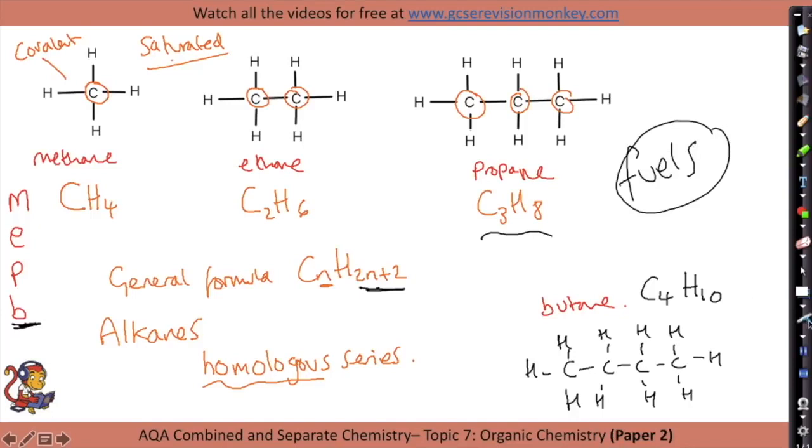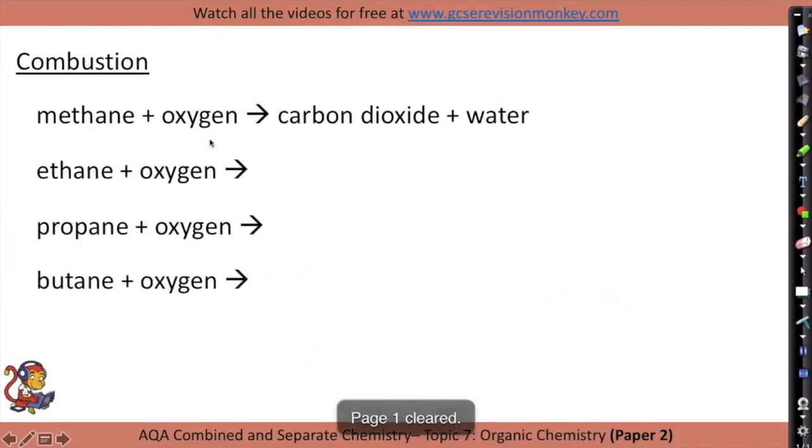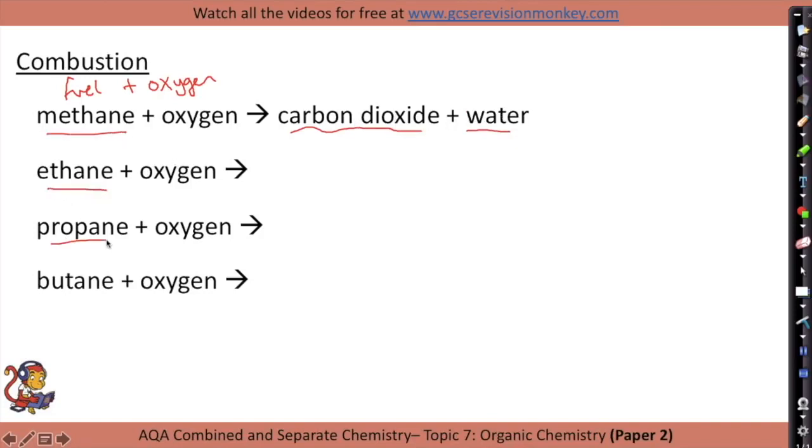That brings us on to the next part where we talk about combustion. Combustion is when we take these alkanes or any other fuels and you react a fuel with oxygen. So for example, when you're heating a fuel, it is reacting with the oxygen that is found in the air. And when you do that, you get these products. You get carbon dioxide and water. And these products are exactly the same whatever alkane you use. So if you have any of these reactions, always the products will be carbon dioxide and water.